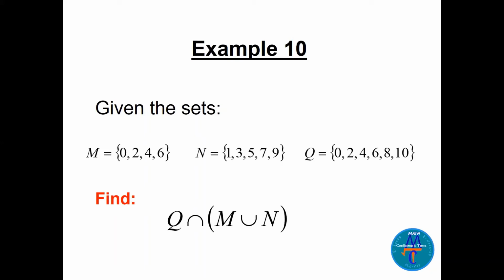The answer. Okay, I think here we can start in the bracket. You see, M union N. I take M and N and find the union. So write it there. Then look at the union and Q, find the intersection between them. I think you have finished now.